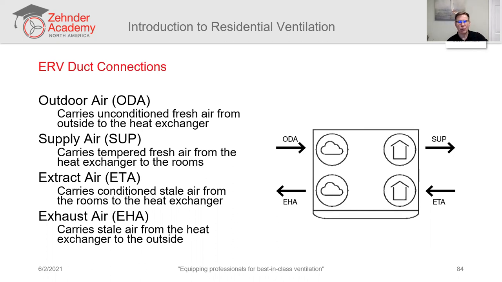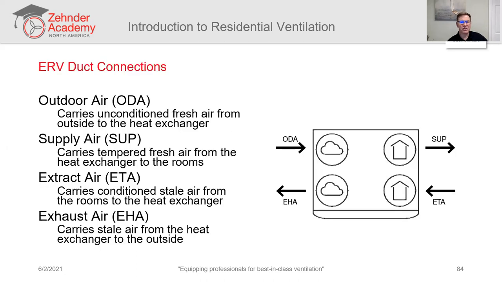Then in this case, on this diagram, on the bottom of the diagram, we have the other airstream. This is the airstream that's taking air from inside the house. We call this extract air, ETA. And it's pulling air from inside the house, running it through the heat exchanger. And then after it goes through the heat exchanger and exchanges energy with the outdoor airstream, it continues through the fourth duct connection, which is the exhaust air connection or EHA, and is delivered from there directly to the outdoor grill where it's exhausted to the outside.